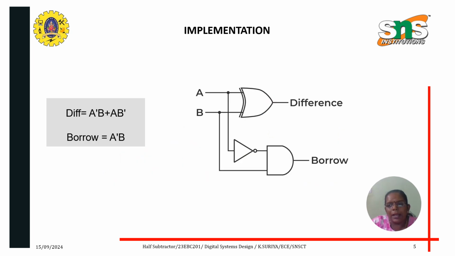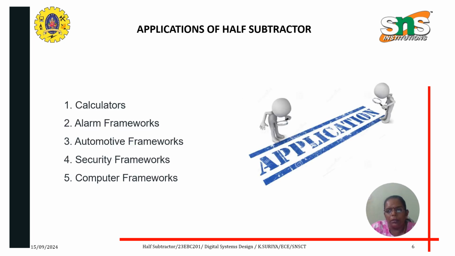So the logic diagram of the half subtractor: for difference it is A XOR B, so an XOR gate is used here, and for borrow it is A bar B. To obtain A bar we are using a NOT gate, and we are multiplying it with B using an AND gate, and you get the borrow output.